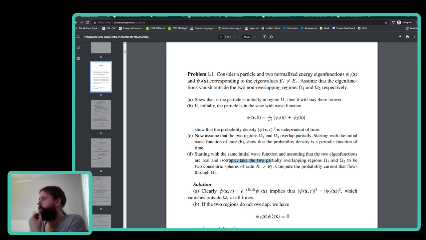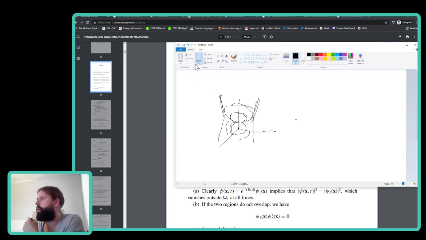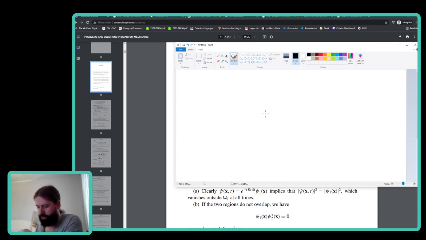Then take the 2 partially overlapping regions to be 2 concentric spheres of these. That's interesting, because now the whole thing with concentric makes sense in a way, right? Because before, I was not really relying on the fact that this was concentric in any way, and maybe just if I assume I'm in 3D space or in just 2D space, and then these are just two concentric spheres, right?